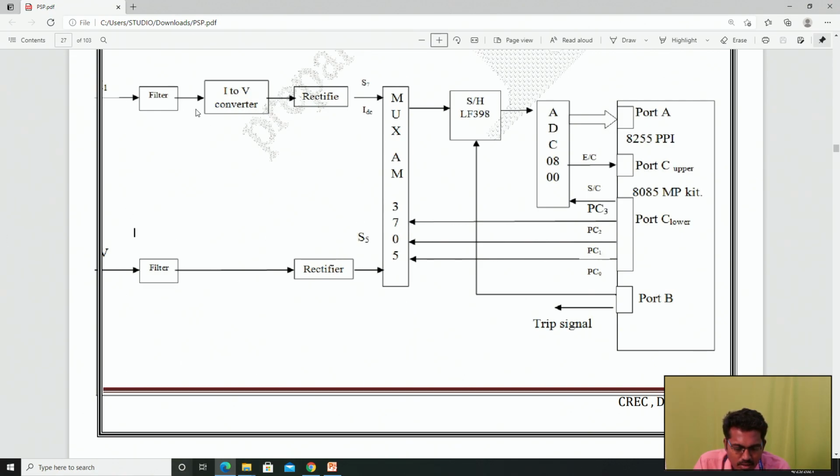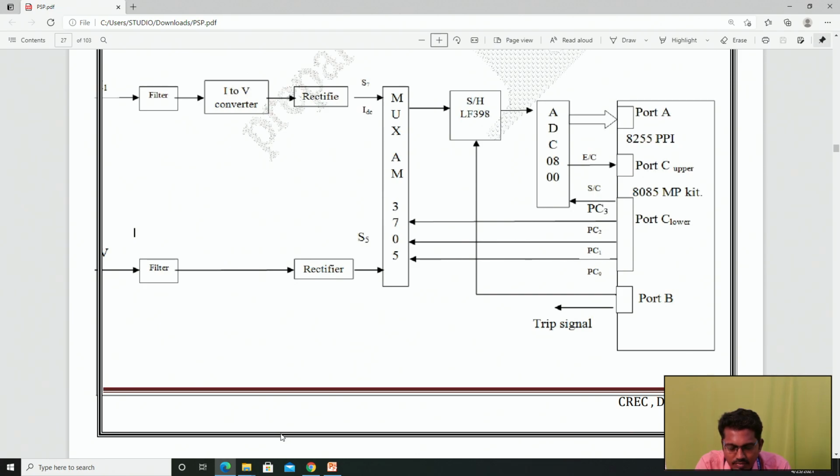This is the relay circuit which has been drawn for the microprocessor based relay. Okay. So here they have given it clearly. That's a filter, I to V converter, rectifier, microprocessor, and sample and hold circuit, from analog digital converter, and port A. 8255 peripheral devices will get the data, and from the data it passes to the microprocessor. From that microprocessor kit it will be given as an output.